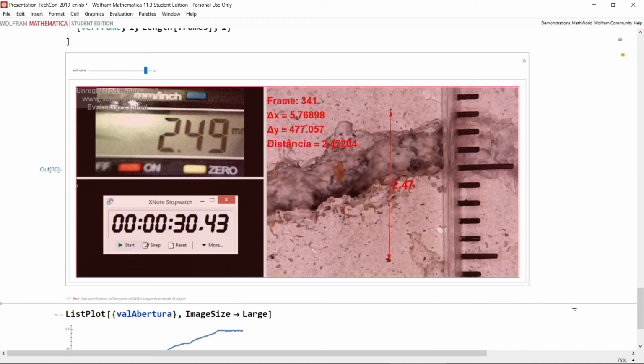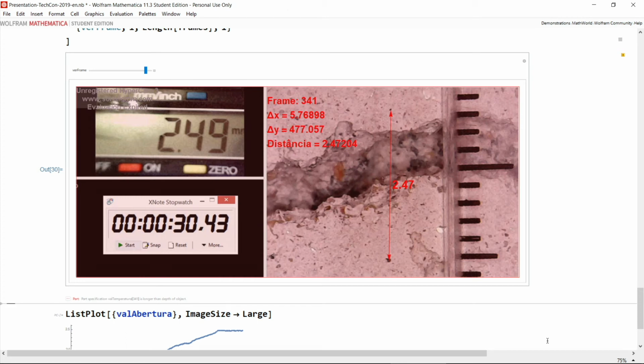But we have challenges, because when we do this by image, we have a 2D system. So if the crack does this, traction or compression, it's okay. But if the crack bends like this, or if the crack moves vertically like this or like this, how are we going to take these measures?